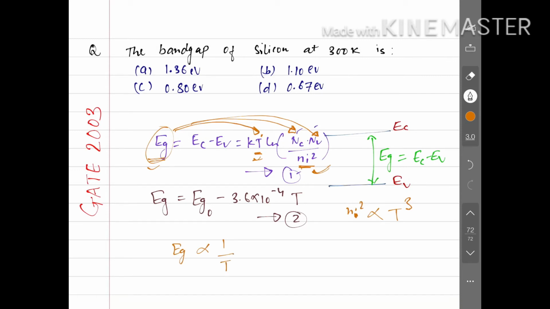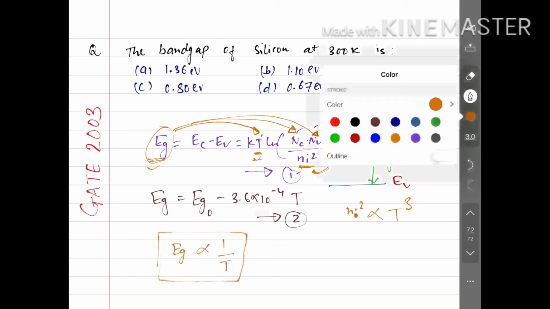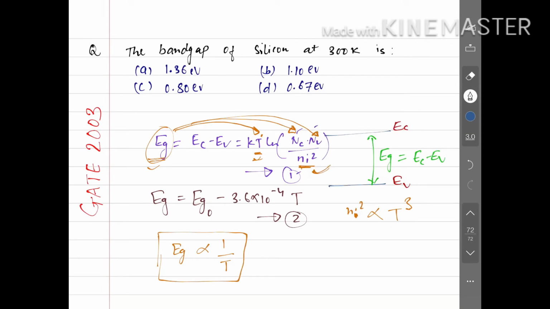This is a very important thing to understand about the band gap: when we increase the temperature, the band gap reduces. We get to know about this from equation number 1.